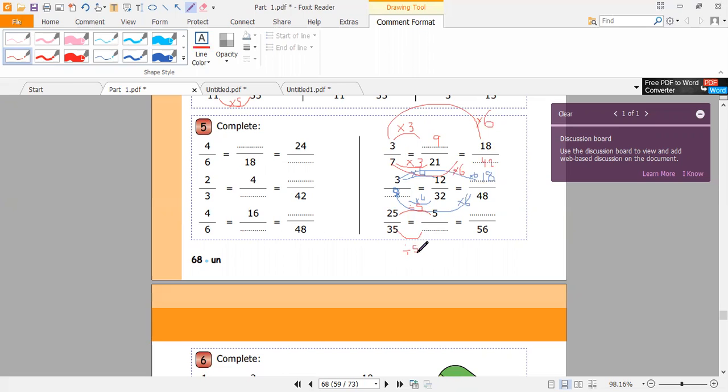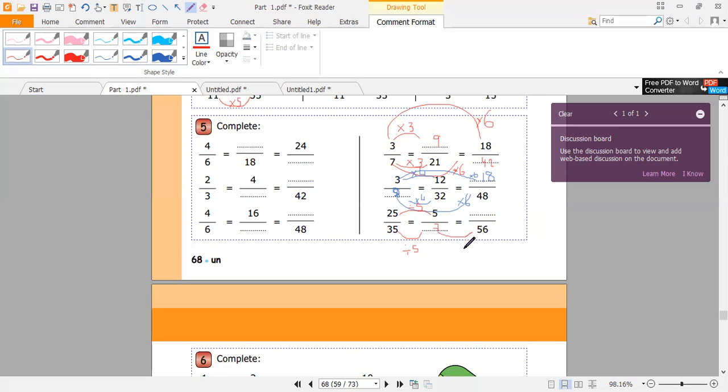Now look at the smallest number here. 5 times what equals 35? It's 7. Okay. Now if I look at this fraction to compare this denominator with this denominator, I can. There is no number times or divide that will make 56. So I'm gonna compare 7 with 56. Okay. Now 7 times what equals 56?